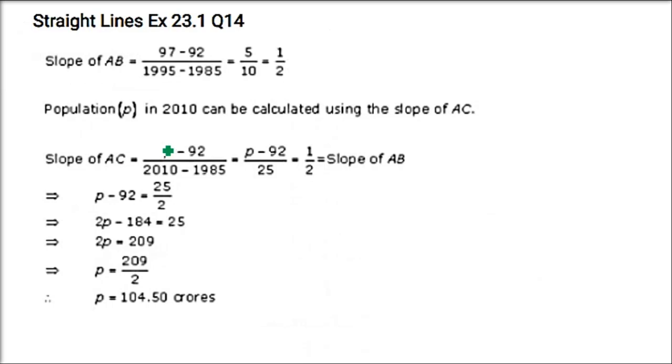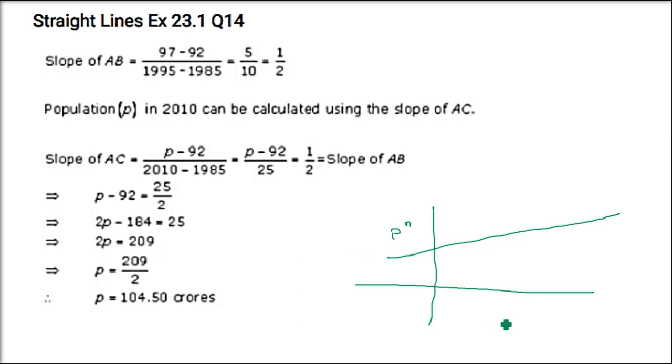Now there is a graph. Consider the following population and year graph. The graph is something like this. On the y-axis we have population in crores. Since the question is asking population, the answer will come in crores. There are some points given, 87 and 92, and others also, 97, 102. On the x-axis we have years. It starts from 1985, then goes up to 1990, and the differences are 5.